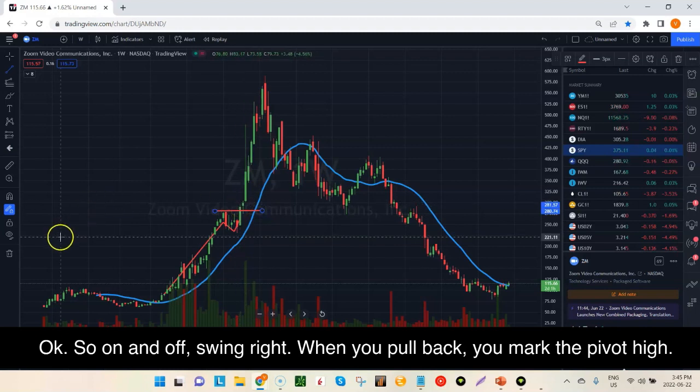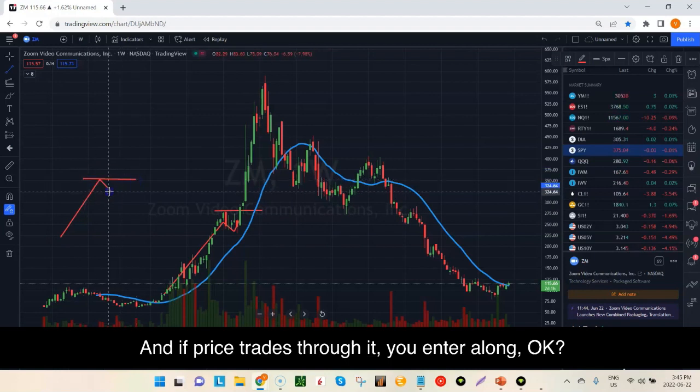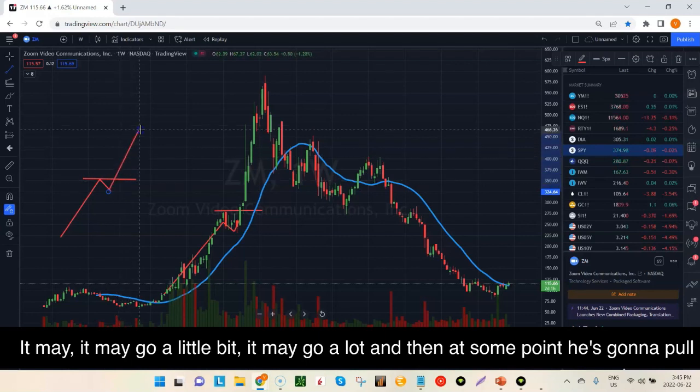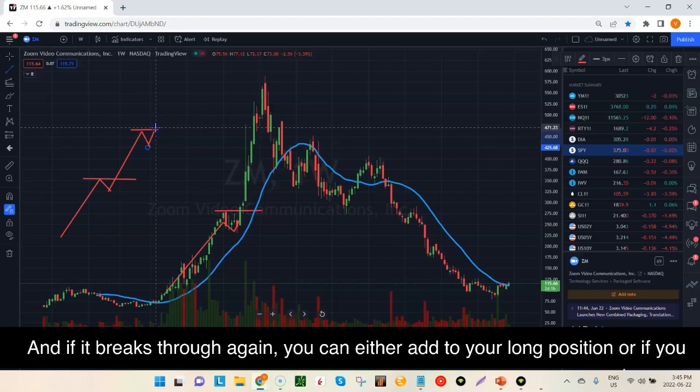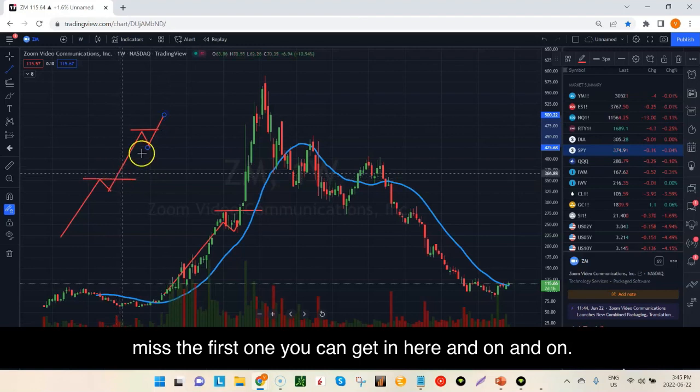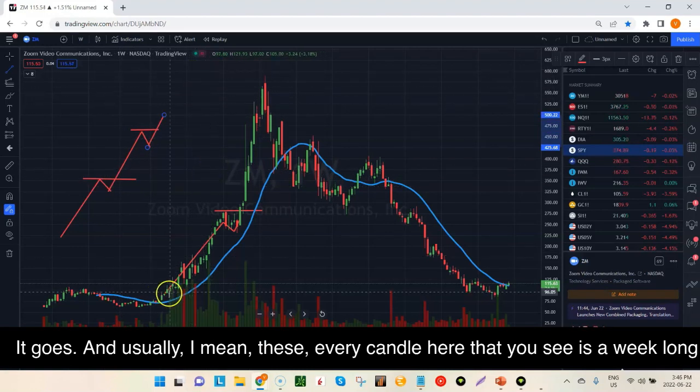Okay. So on an upswing, when you pull back, you mark the pivot high. And if price trades through it, you enter long. It may go a little bit, it may go a lot. And then at some point it's going to pull back again. And you mark that high again. And if it breaks through again, you can either add to your long position, or if you miss the first one, you can get in here. And on it goes.